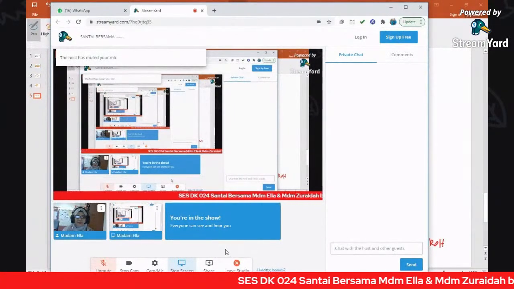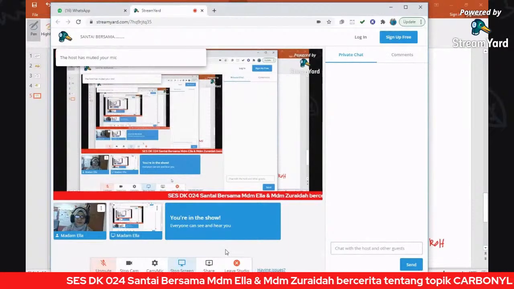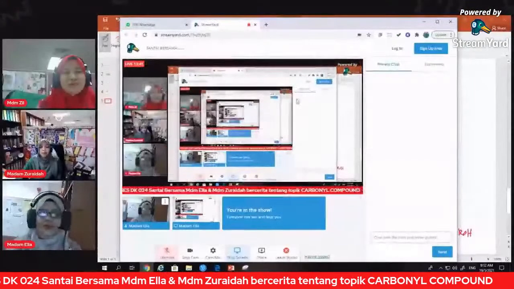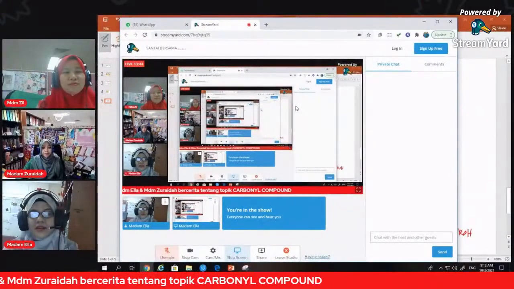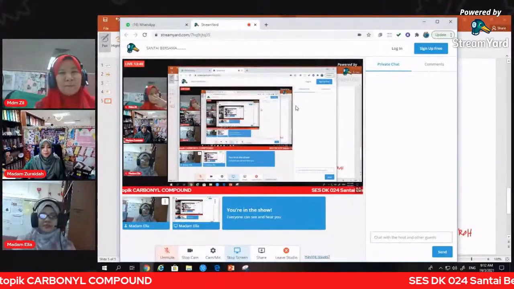Assalamualaikum. Kita akan sambung dengan last part of chemical reaction of carbonyl, that is chemical identification test for carbonyl compound.